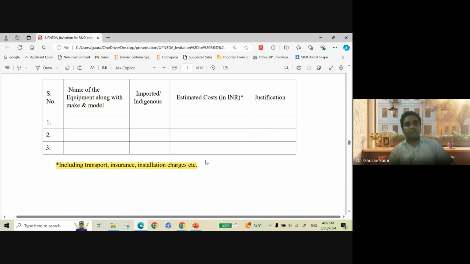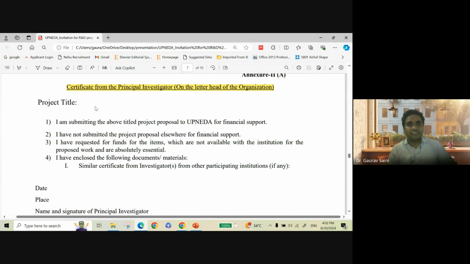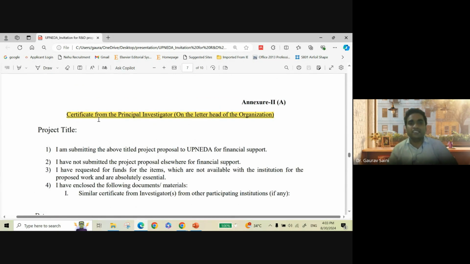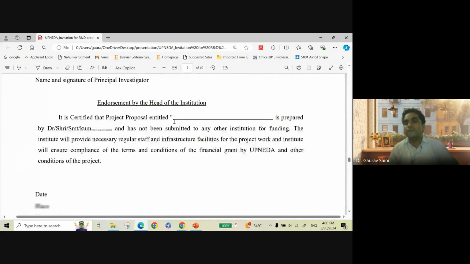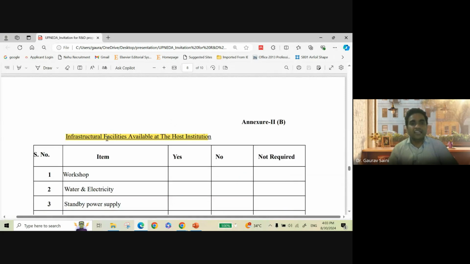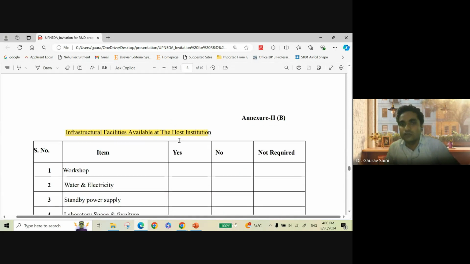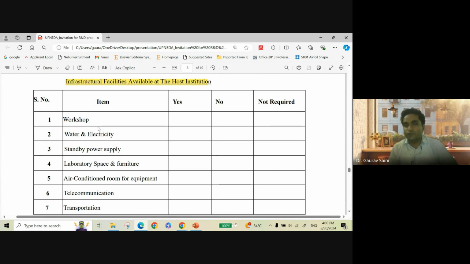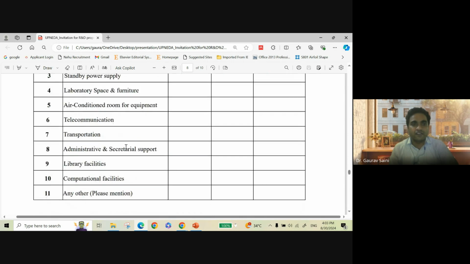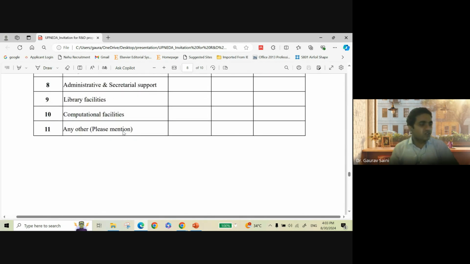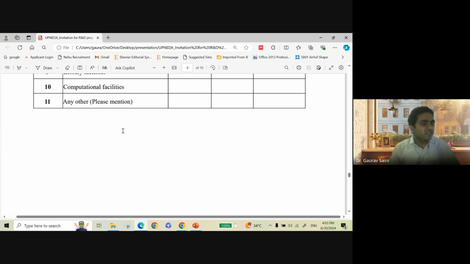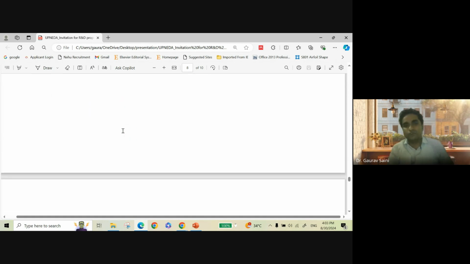I think we have covered it very well. And next, you also have to provide a certificate from the PI, and that is basically provided by your organization. And then infrastructure facilities that are available to you, whether a workshop is there. If you try to manufacture some of the things, is the workshop there, yes or no. If it is not required, water and electricity, standby power supply, laboratory, these are the things that are there. So that has to be covered very effectively, and justification should be provided for that.